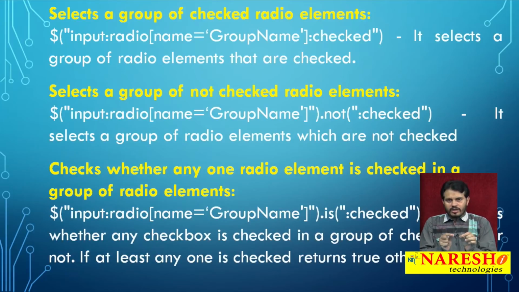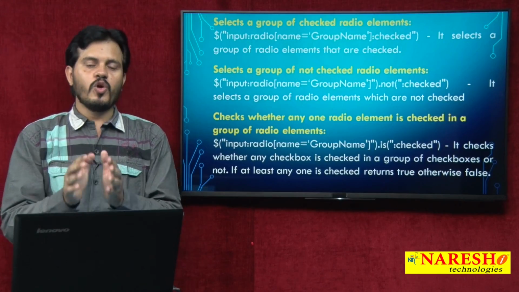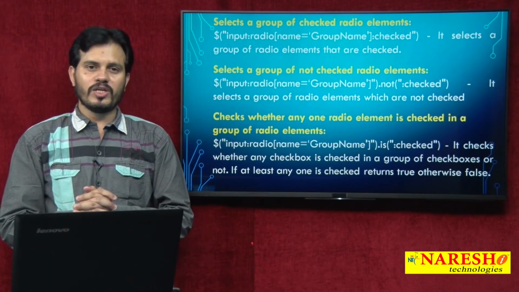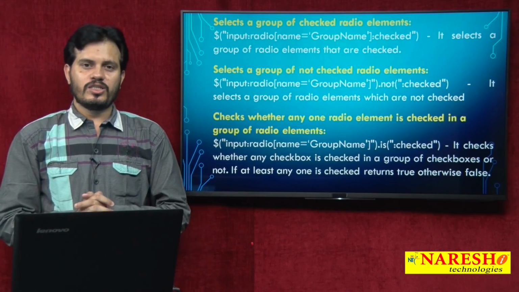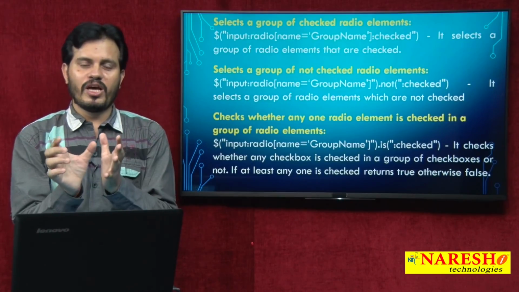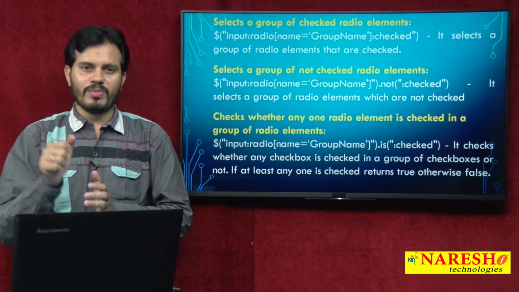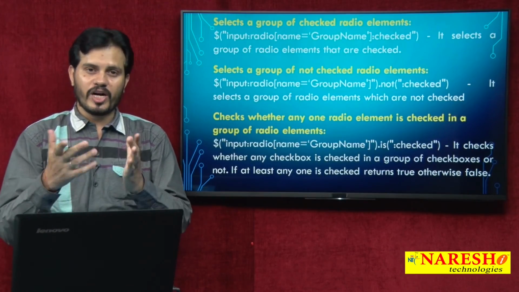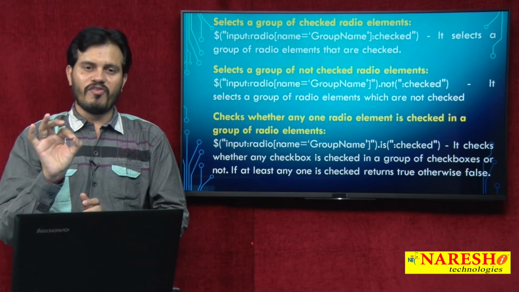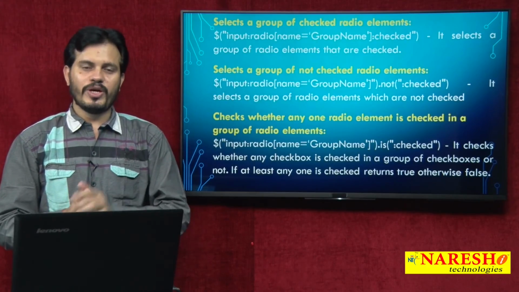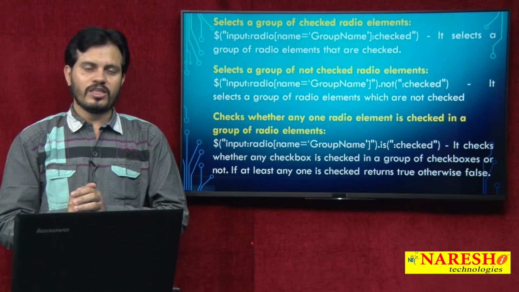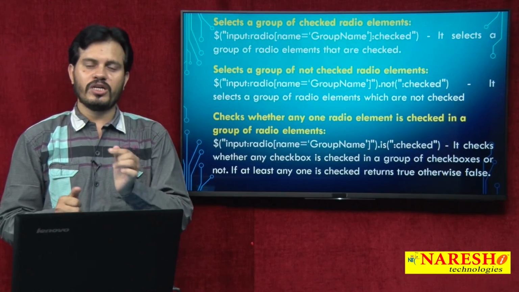If anyone is checked, it returns true. If no one is checked, returns what? False, a boolean value. So tomorrow, if you are working with a registration form where we have gender, male and female, among the two anyone must be selected, and you forget to select. While submitting the form, you can validate by checking whether anyone is checked in the gender group of these two radio options.